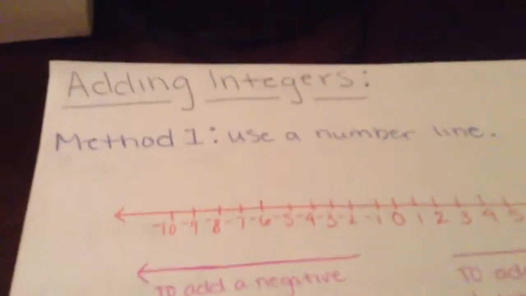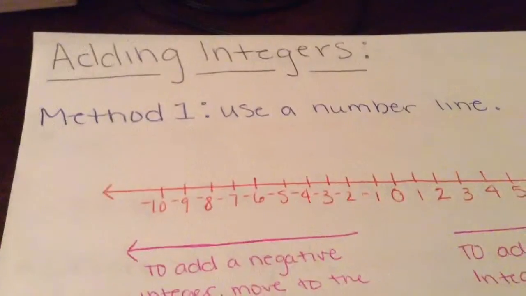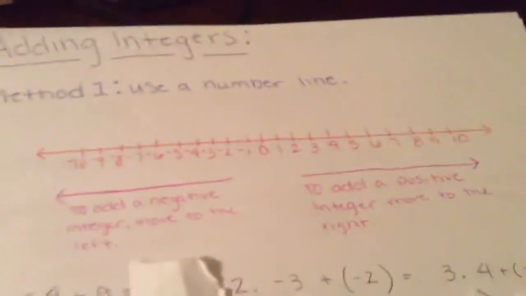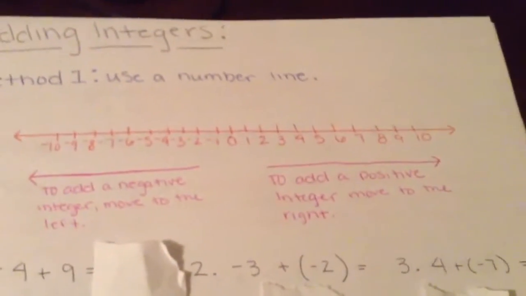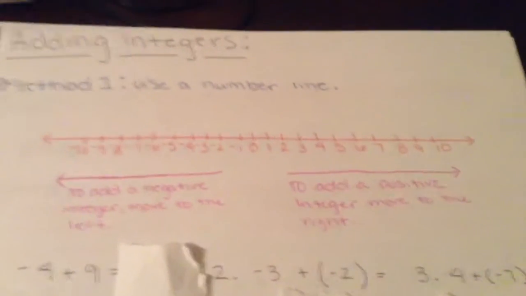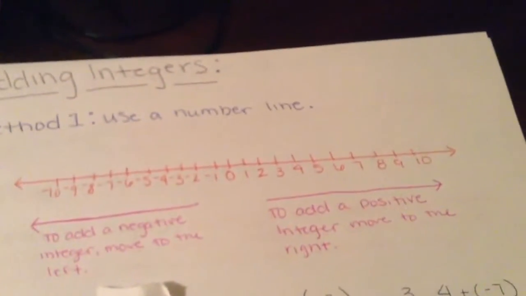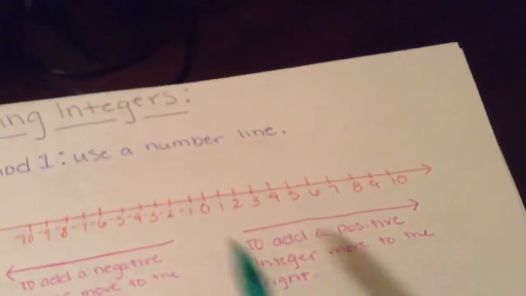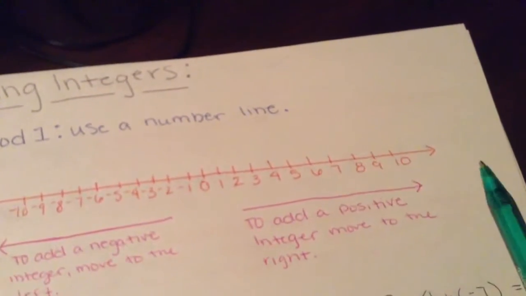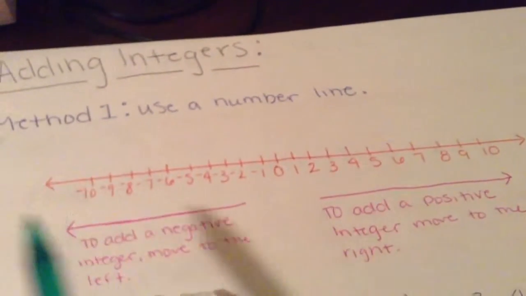First, we're going to be going over adding integers. Method 1, use a number line. So we know from our previous work that this is what our number line consists of. We can make it as long as we want or as short as we want. Today we have 0 to 10, positive to your right, 0 to 10, negative to your left.